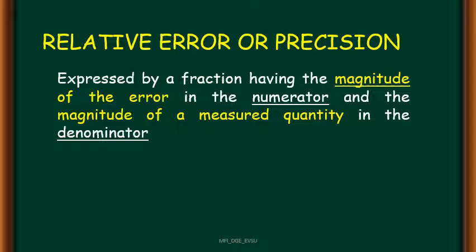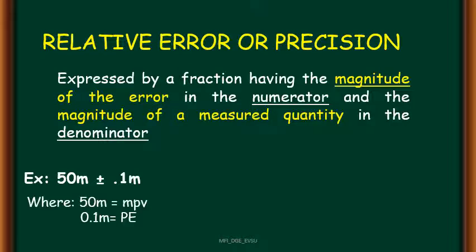So when we say relative error or precision, this is expressed by a fraction having the magnitude of the error in the numerator and the magnitude of the measured quantity in the denominator. So I have here an illustration. For example ulit, ito yung 50 plus minus 0.1 meter. Kanina ginagamit natin yung ating 50, yung MPV, 0.1 is the probable error.